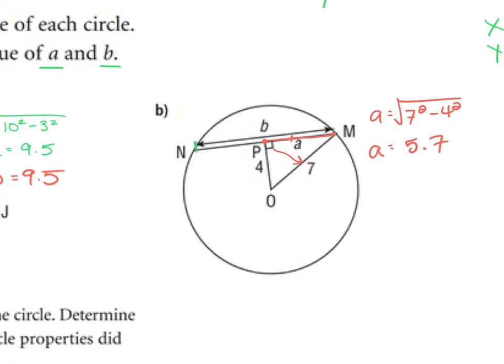For B, we're trying to find the whole chord. When we found A, we found half. To find B, we need to multiply that by 2, which gives me 11.4.